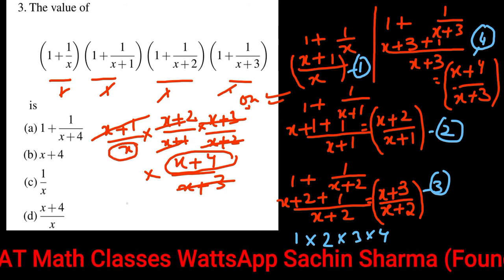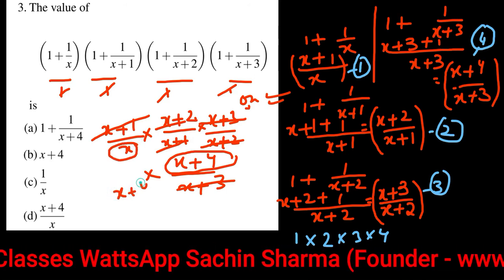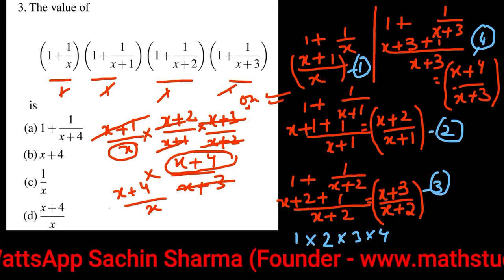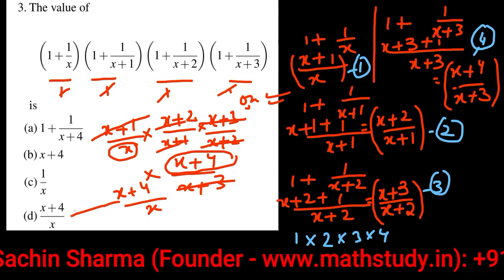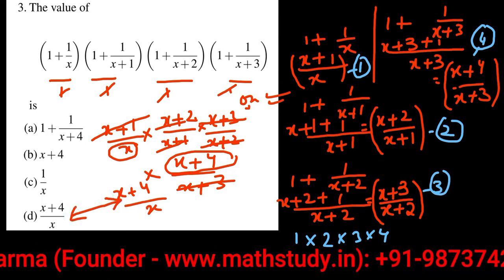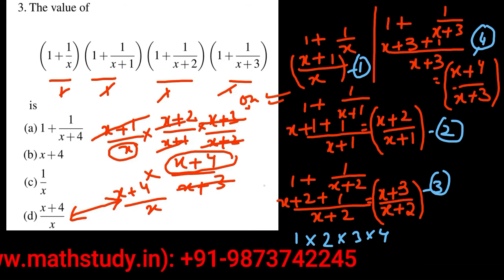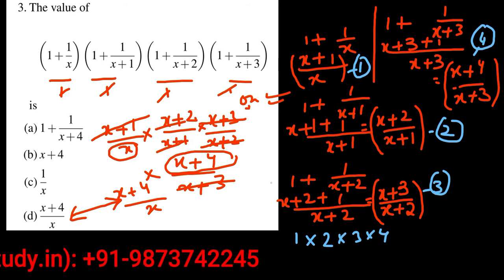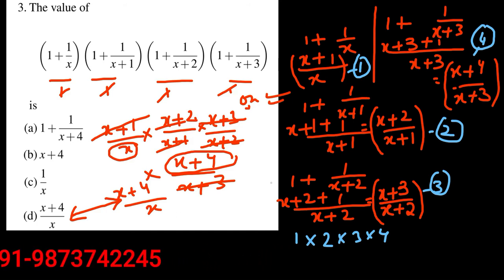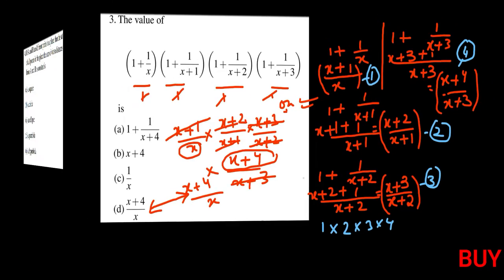So our answer is basically (x plus 4) upon x, which is matching with option D here. We can easily find, right? So I hope you understood this concept very easily. I have elaborated each and every step here. So that was our question number 3. Now let's move forward towards our question number 4.